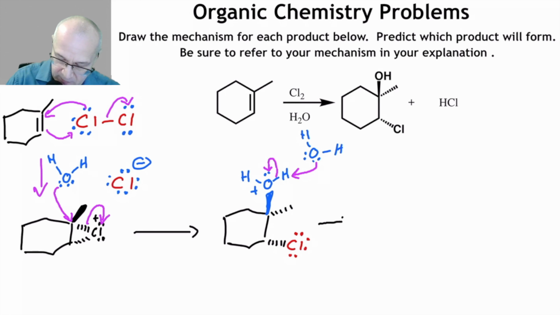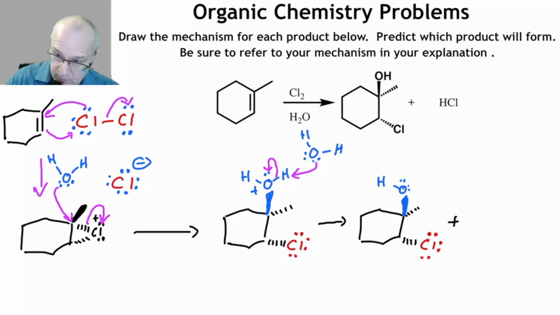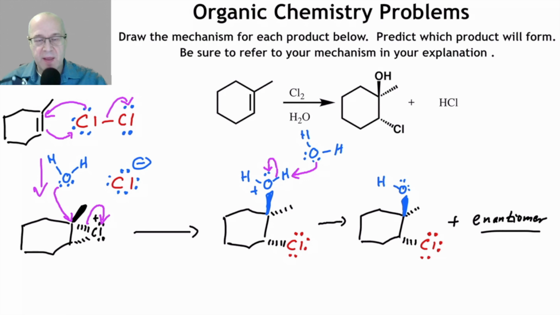Now, I only draw one enantiomer here. You have to remember this will be both enantiomers. You'll get a racemic mixture of products. Plus the enantiomer. All right, and that's how this mechanism works.